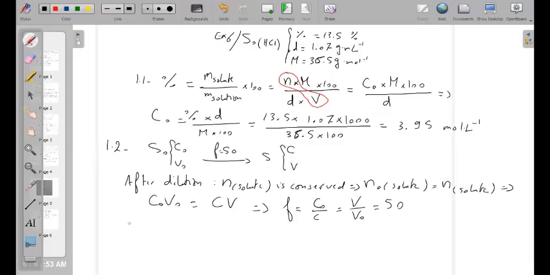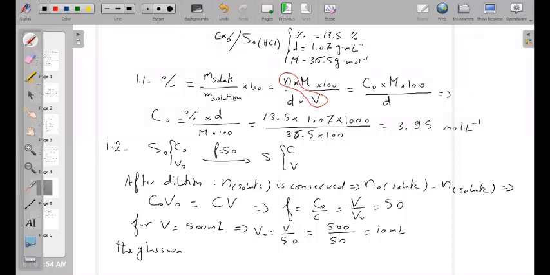We say for volume V equal 500, if we need to prepare 500 milliliter of the solution S, then what equals V0? V0 equals, from this relation, V over 50 equals 500 over 50 equals 10 milliliter. Then we should use the glassware: first, volumetric pipette 10 milliliter and volumetric flask 500 milliliter.